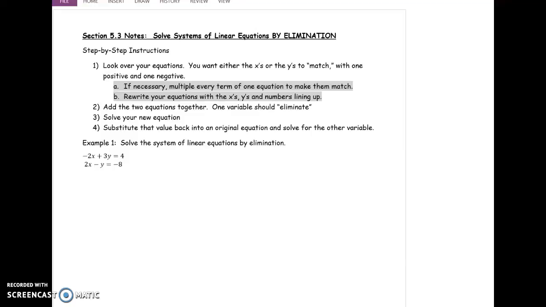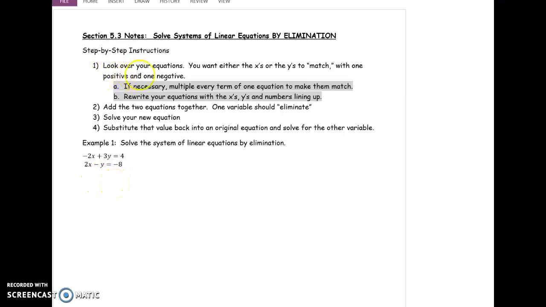Today we're going to learn about solving systems of linear equations by another method called elimination. We'll go through these step-by-step instructions as we do the example. So our first example: solve the system of linear equations by elimination. And here are our two equations.